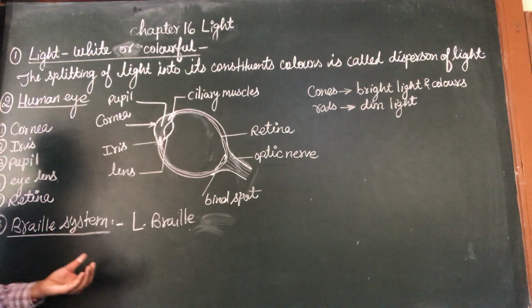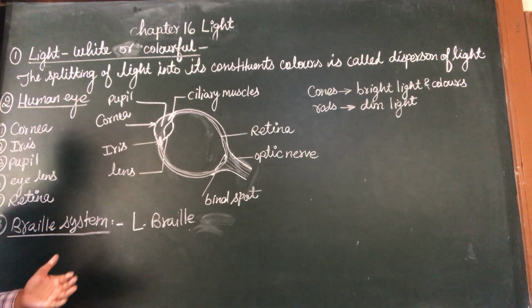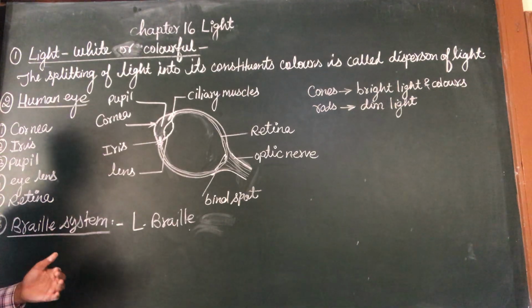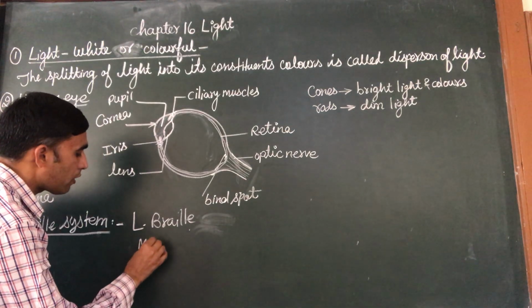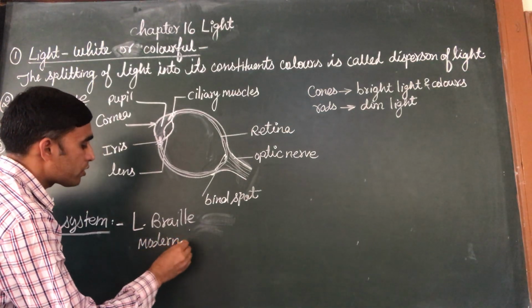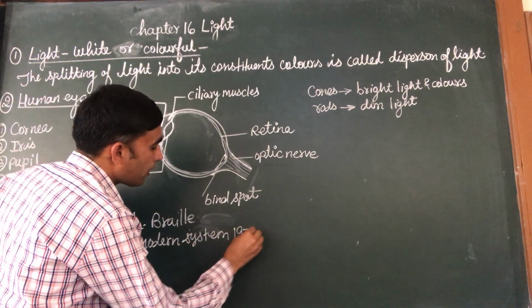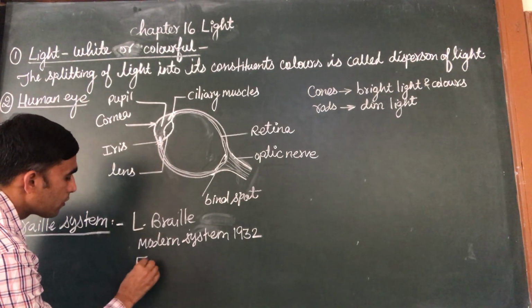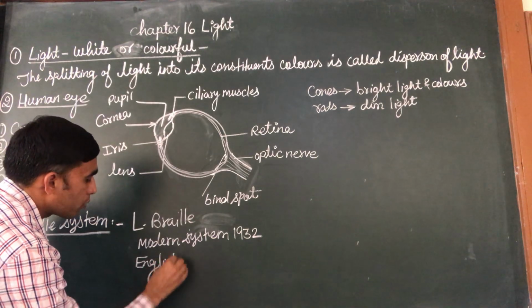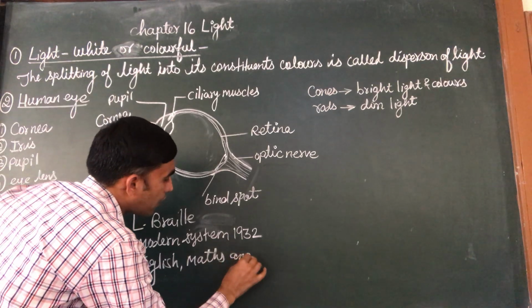So he developed an idea to solve the problem of such people. So he developed the Louis Braille system. The modern system developed from Louis Braille's, developed in 1932, and in this system we have some common codes for the languages of English, maths and science.